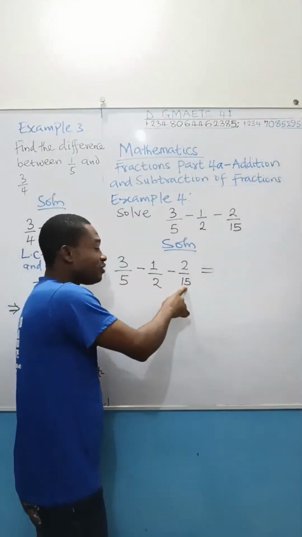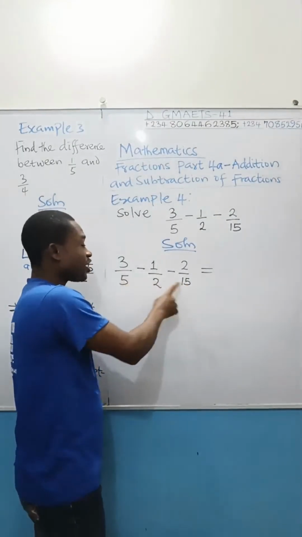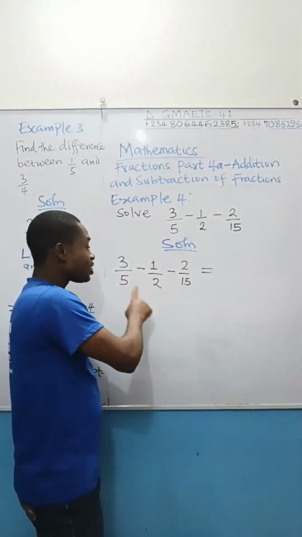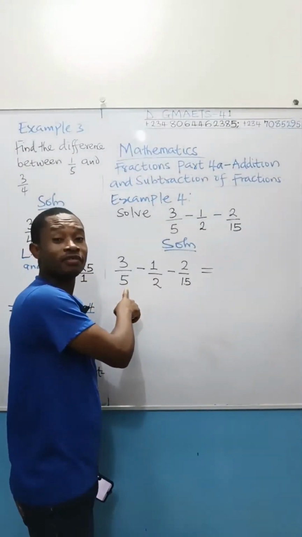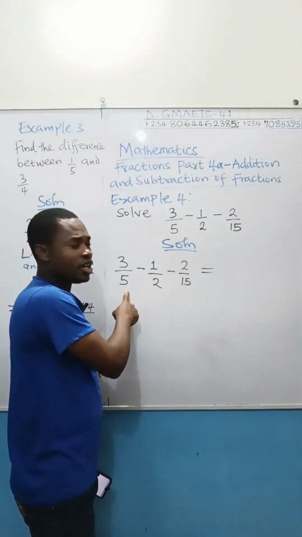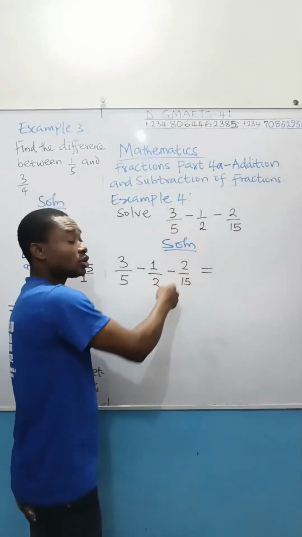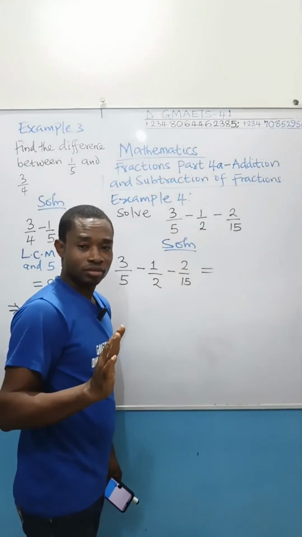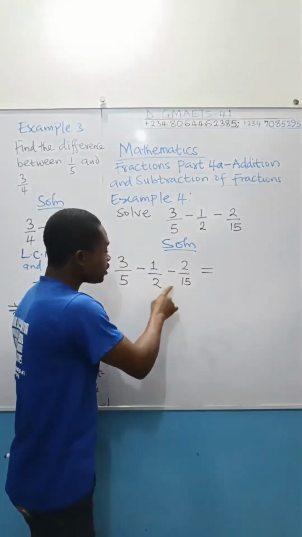Can 5 divide this 15? Yes. 5 can divide this biggest number, 15. Since 5 can divide this 15, it means that 15 will cover for this 5 when you are talking about the LCM. If it was 5 and 15 that I have in the denominator, the LCM could have been what?